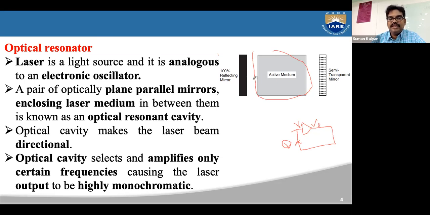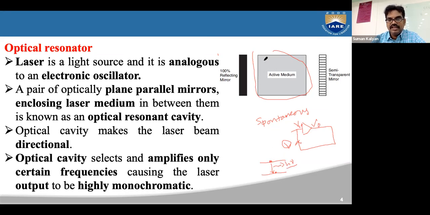In between, first spontaneous emission will take place. What happens in spontaneous emission? The atoms themselves lose energy. The atoms in the higher energy level lose energy on their own and reach the lower energy level. How do they lose the energy? In the form of photons.